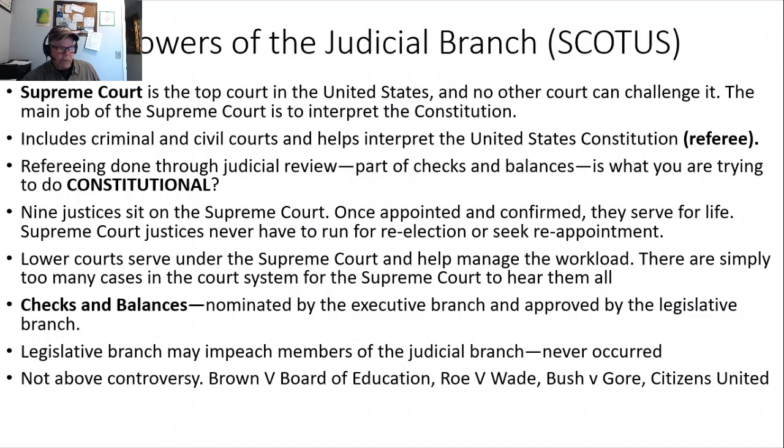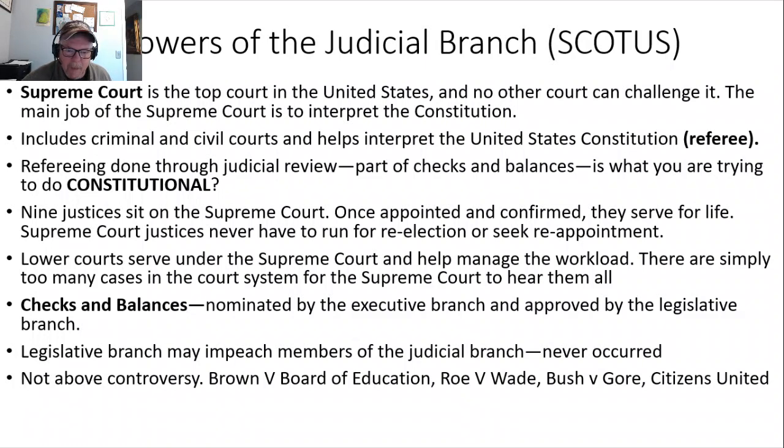Bush versus Gore decided the 2000 presidential election, and Citizens United, not that old, said money equals free speech, and you can contribute all you want to presidential candidates, which has made it more of a buying of offices as opposed to voting people into offices.